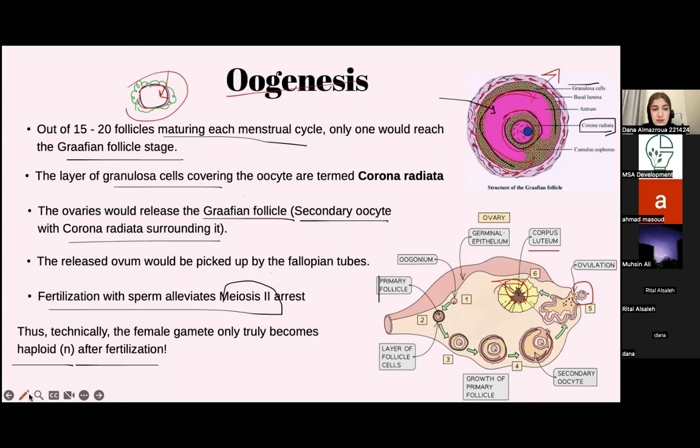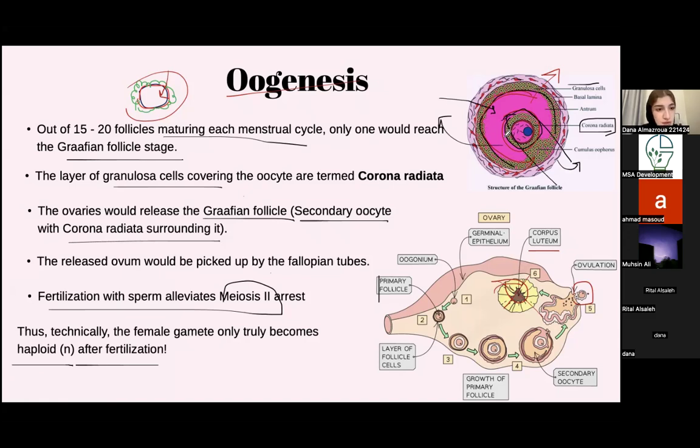And if we take this image at the top, and we release this during ovulation, once this structure is released, everything that's remaining will form the corpus luteum. This will be released. And what do we see here? We see the egg, the zona pellucida, and the corona radiata. They're all released during ovulation.